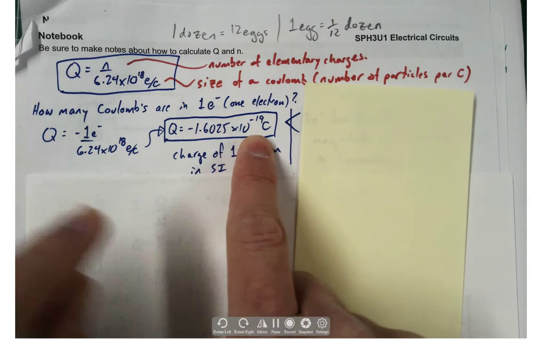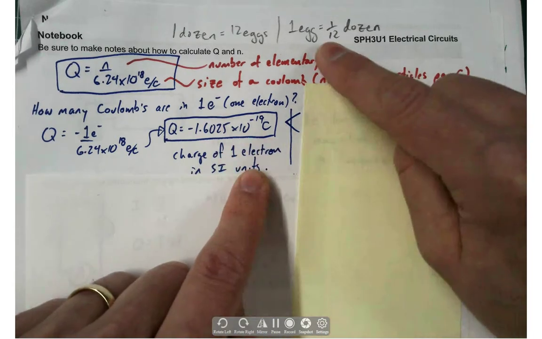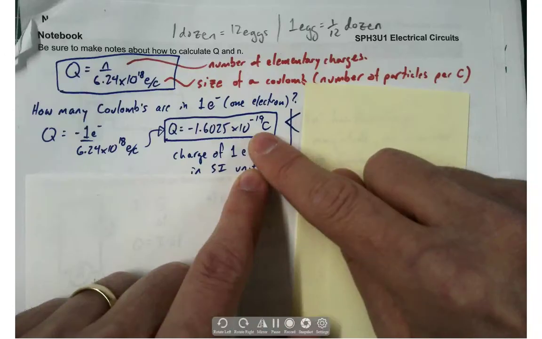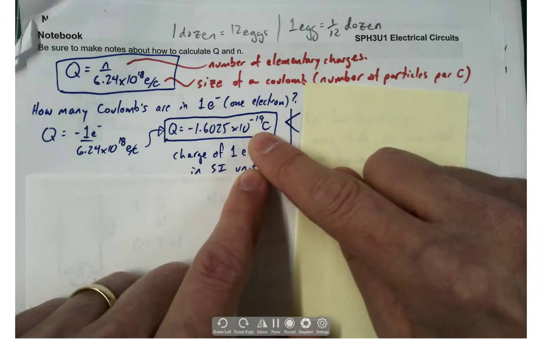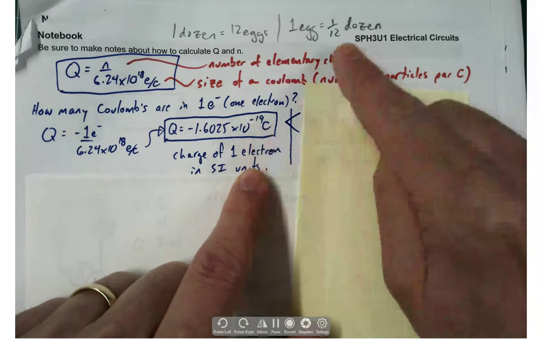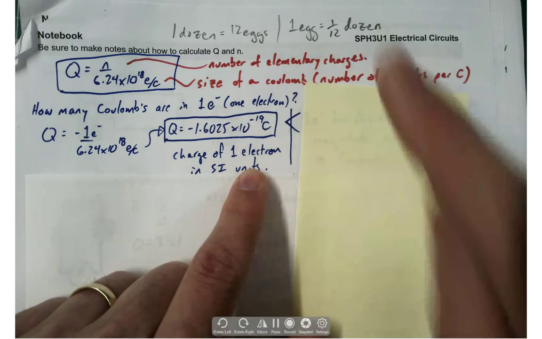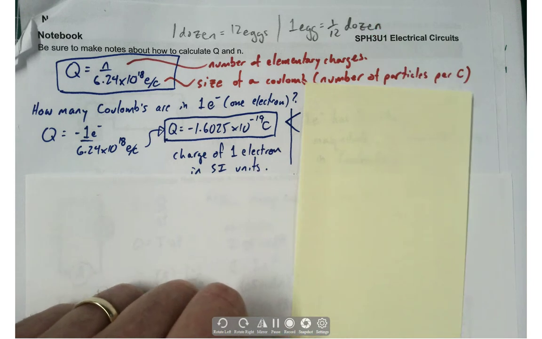You notice when I'm talking about one egg, it's 1/12 of a dozen. That would be like 12 to the power of negative 1, right? Here we're talking about 1.6025 times 10 to the negative 19. So this is going to be a really small number, just like 1/12 of a dozen is a small number. Am I kind of selling the idea? That negative exponent on the 19 means that this is a tiny number.